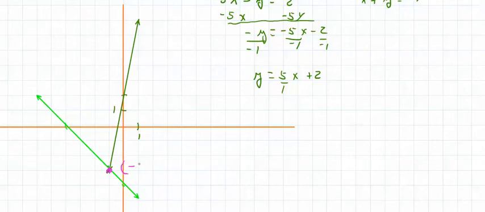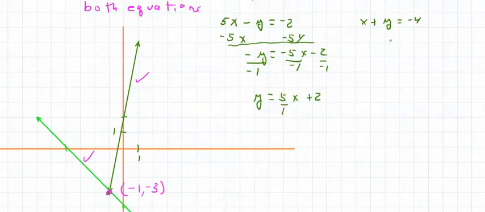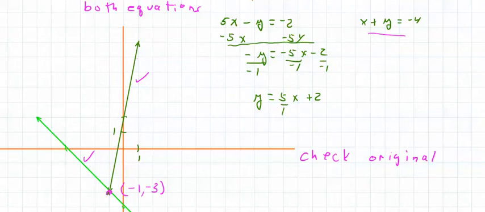This ordered pair, negative 1, negative 3, is part of this graph, and it's part of this graph. All points on this graph work for this equation, right here. All points on this graph work for this equation. The question is, which one works for both equations? So, negative 1, negative 3, we check in the original equations, and we have to do both checks. We have to check in both.